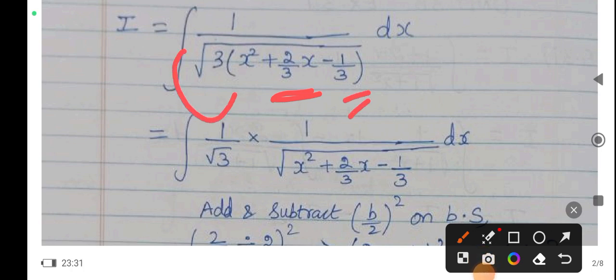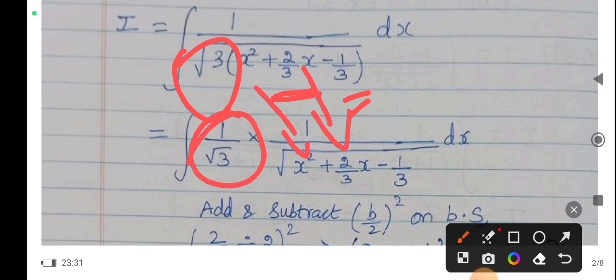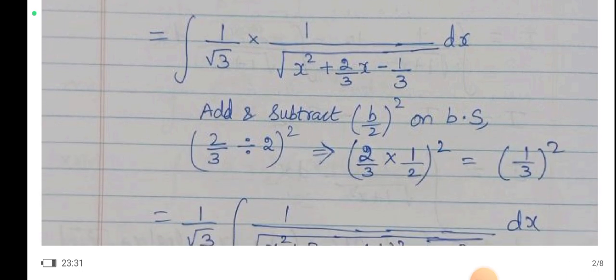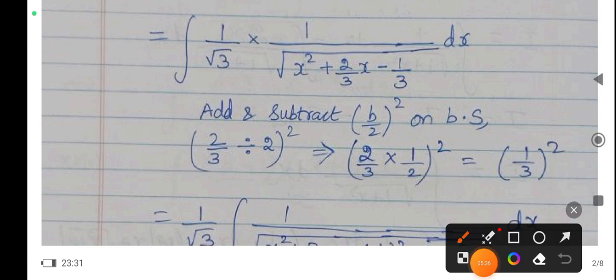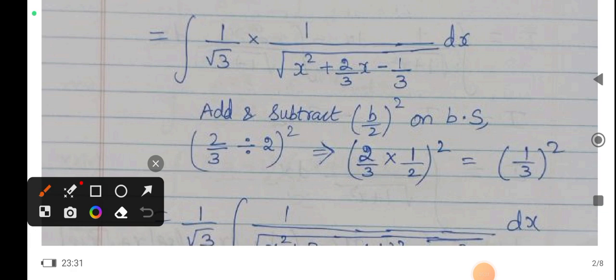And this root 3 we are taking out, so 1 by root 3 when we take it out, we will get root over x square plus 2 by 3x minus 1 by 3. Then we are going to think about add and subtract. It's like completing the square, children. Completing the square we want to do now: add and subtract (b by 2) whole square.